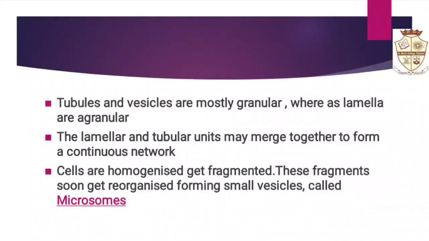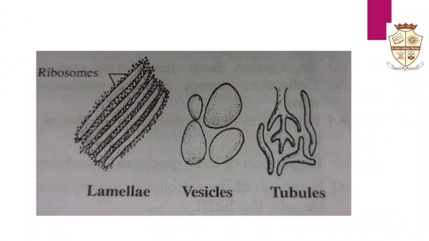When the cells are homogenized, they get fragmented. These fragments soon get reorganized, forming small vesicles called microsomes. This is a picture of lamellae, vesicles, and tubules.